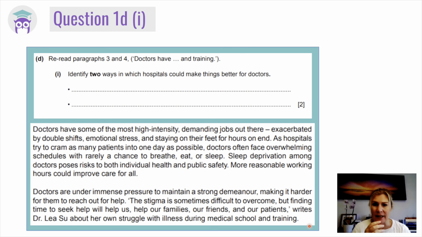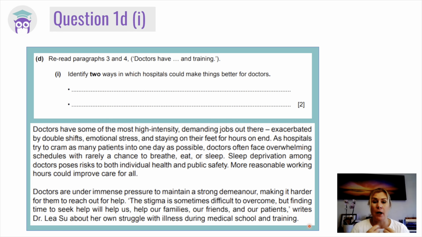Skimming and scanning is when you're looking. The way that I do it is I put my finger in the middle of the page and then I drag it down and then I flick my eyes backwards and forwards, just looking out for particular words or phrases. They then help me with the question. Okay, so what we're looking for is 2 ways in which hospitals could make things better for doctors.